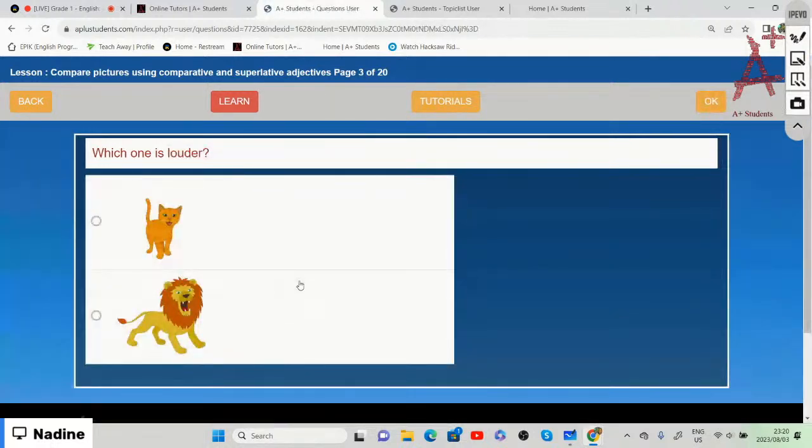Oh, which one is louder? They're comparing a kitty cat to a lion, right? So which one do you think is louder? Is it the kitty cat or the lion, especially when they roar or when the cat meows or purrs? So we will say that the lion is louder than the kitty cat.